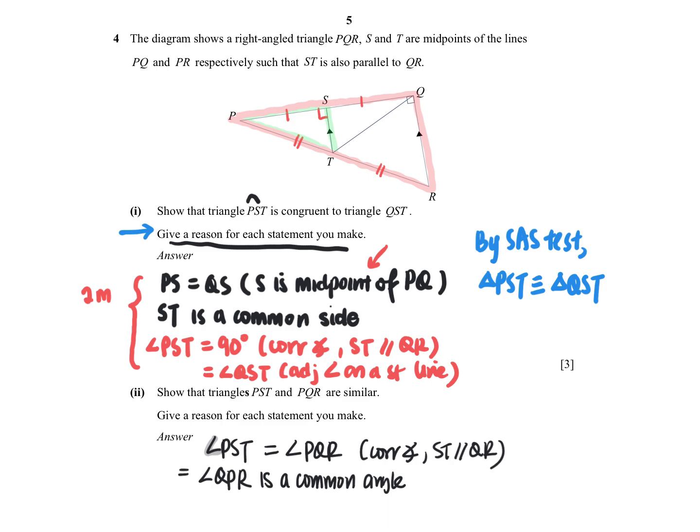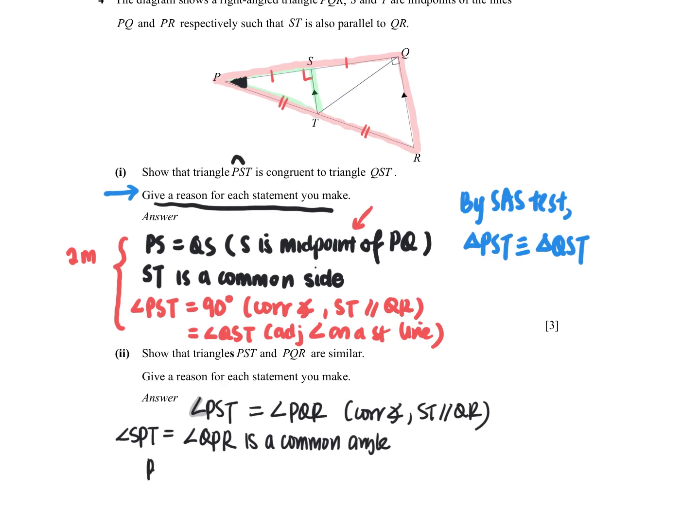Okay, or you can tell me they are equal, SPT. Okay, it's the common angle shared by the green and the red triangle. So by AA test.